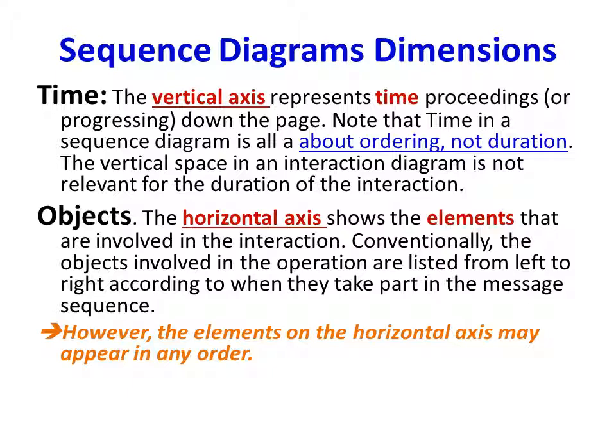The objects are represented or shown on the horizontal axis, which shows the elements that are involved in the interactions. In other words, we need to show the objects that are going to be active, or let's say involved, in order to perform or to execute a specific functional requirement. And we list the objects from left to right according to when they take part in the message sequence. But you can change the order of the objects, but it is good practice to put the first object involved and the second as well, in order to make the model clearer and simpler.